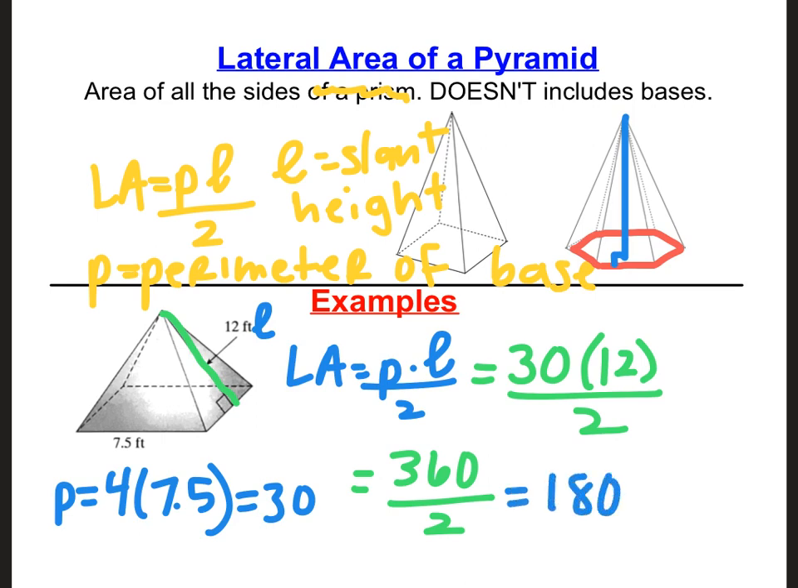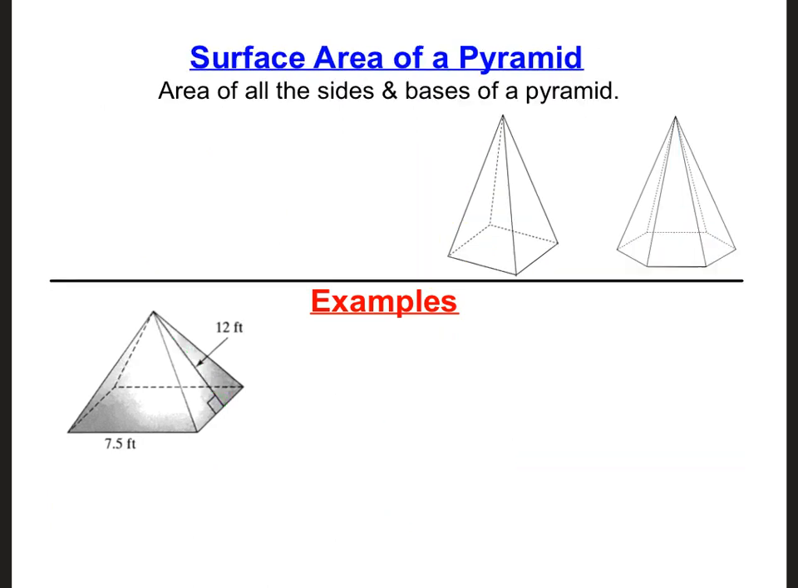Again, at this point, we're still talking about area, so our units are going to be squared. So we're going to say our lateral area would be 180 feet squared. All right, and that is how you find the lateral area of a pyramid.